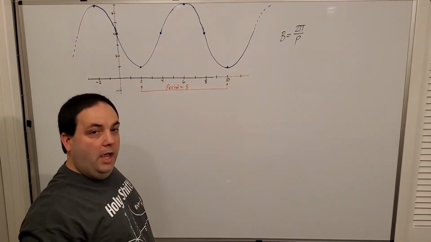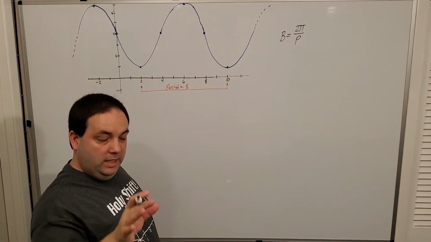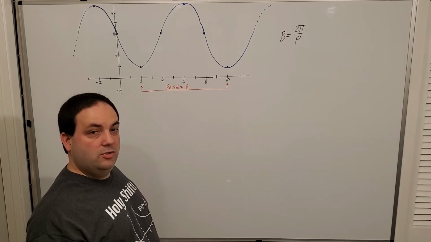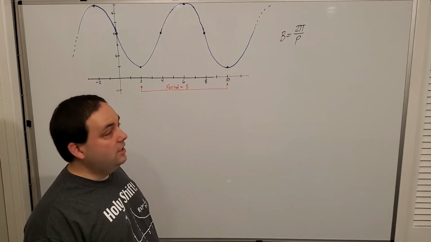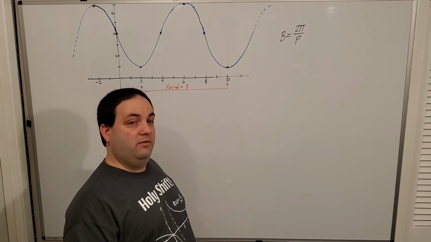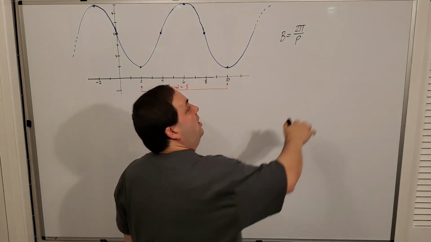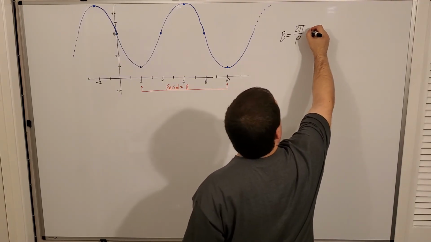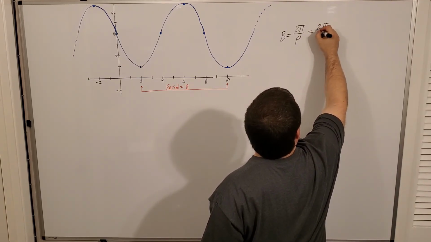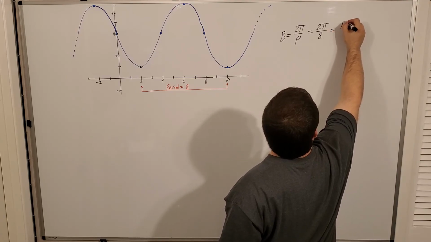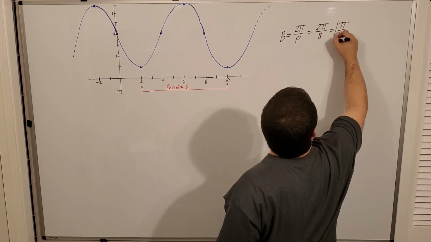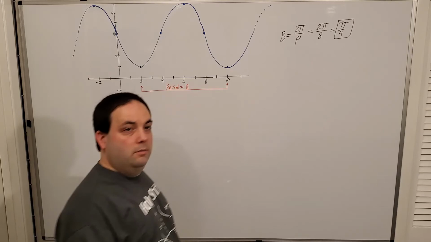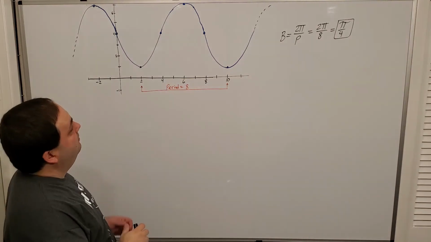And remember, 2 pi is just because it's sine or cosine. Incidentally, that does work also with secant and cosecant, but not tangent and cotangent, and not in general for any periodic function. But since it's sine and cosine, I can do 2 pi divided by the period. That's going to be 2 pi divided by 8, which is going to give me pi over 4 for my frequency number, for my B.